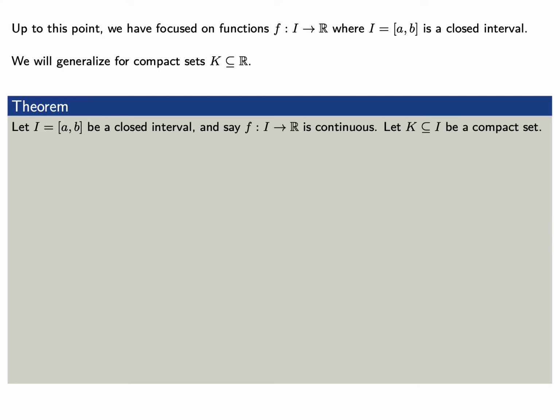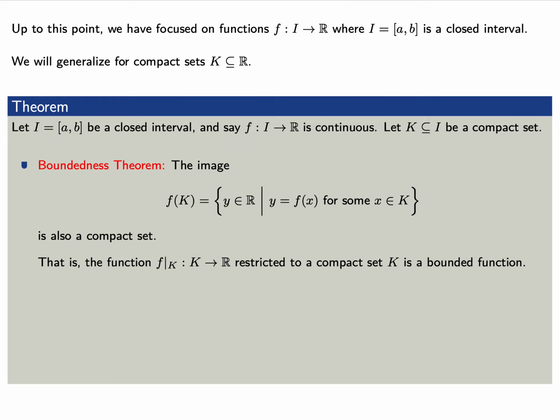Let's say that I is a closed interval and f is a continuous function. We'll let K be any compact set. First, we have the boundedness theorem. This says that the image, namely the set of elements y, such that y equals f of x for some x in K, is also a compact set. Simply put, this function f, when restricted to a compact set, is a bounded function.